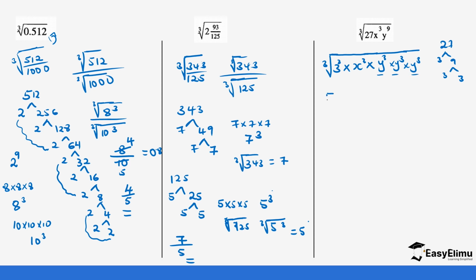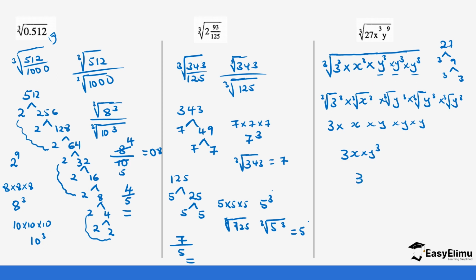So if we do this separation individually, we have the cube root of 3 power 3 times the cube root of x power 3 times the cube root of y power 3 times the cube root of y power 3 times the cube root of y power 3. This will give us 3 times x times y times y times y. So this is the same as 3x times y power 3, which gives us 3xy power 3 as our answer.